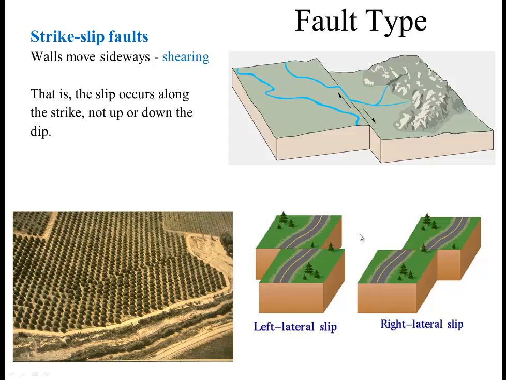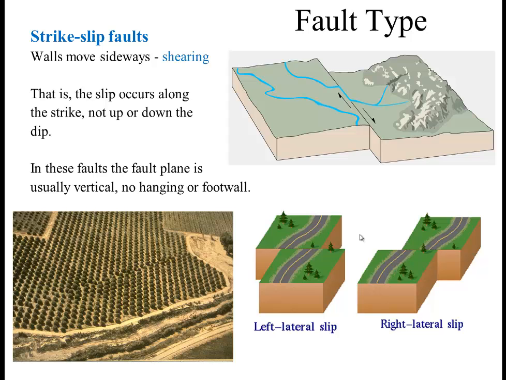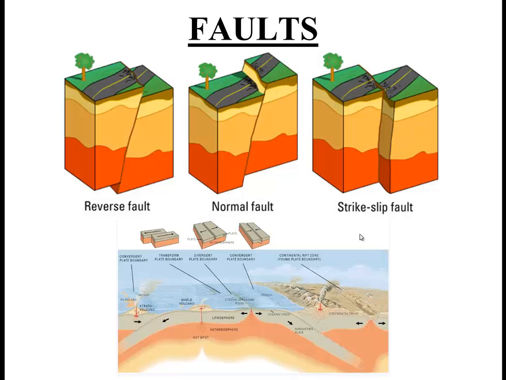And this happens along strike slip. They're not up and down motion, but it's actually a side to side motion. These faults are usually vertical, so we don't have a hanging wall or a foot wall. I'm going to just click the next one, but I think actually we'll talk about this one too.